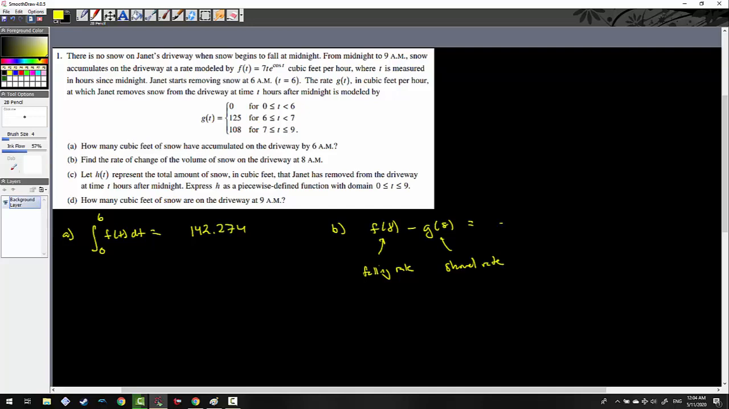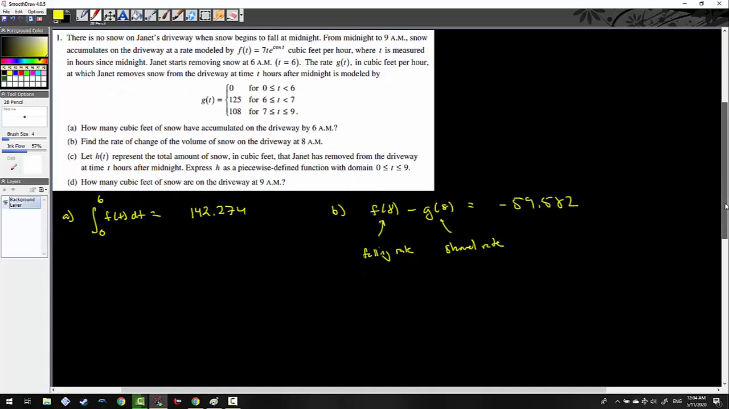And what you end up getting is negative 59.582. It doesn't ask us for units, so I'm not going to put any. But the fact that it's negative means Janet is shoveling faster than it is falling. So yeah, we've got to get rid of that snow.